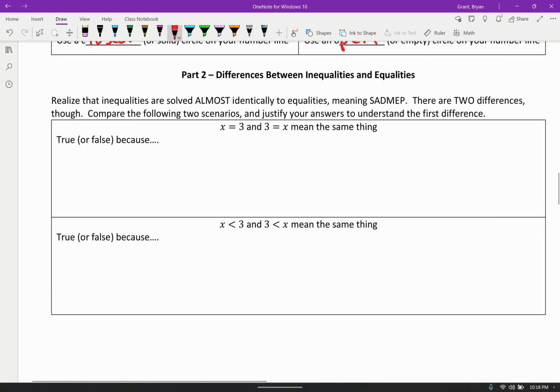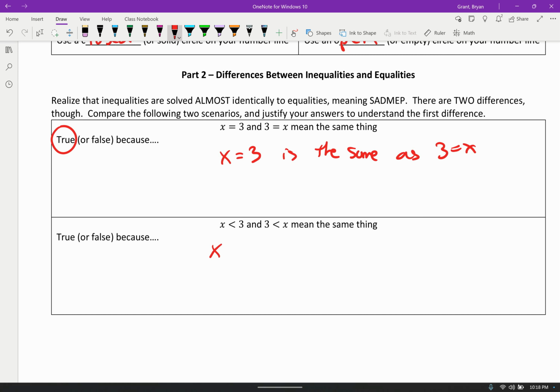So let's look at a quick example. x equals 3 and 3 equals x. Do those mean the same thing? Well, yeah, that's true, right? x equals 3 is the same as 3 equals x. Whether you read it forwards or backwards, it's still just telling you the value of x is 3. But is that true for inequalities?